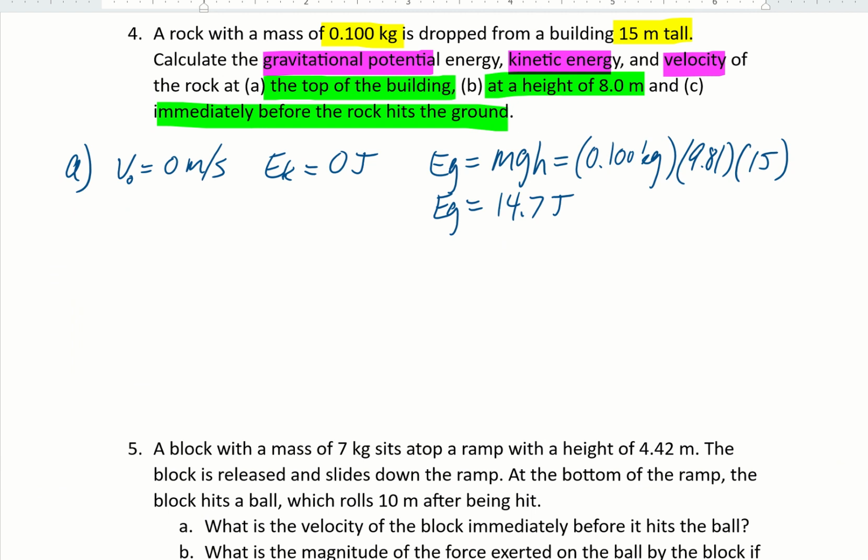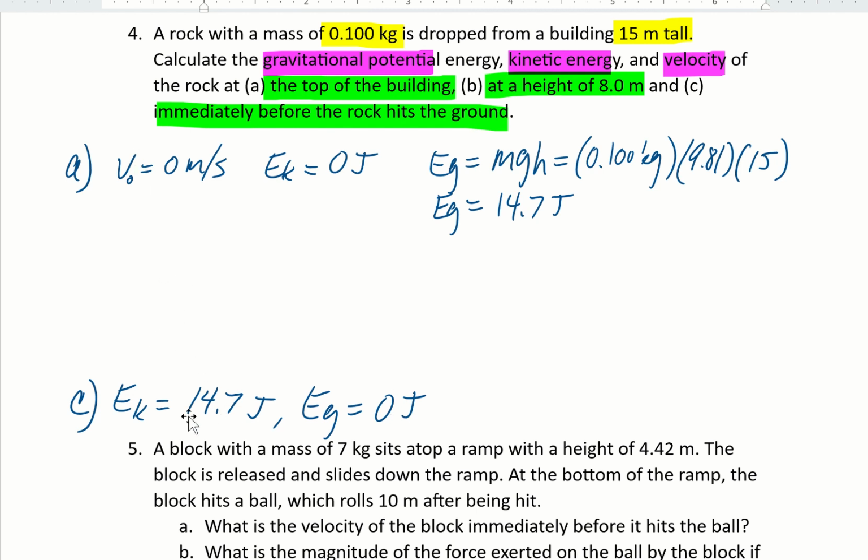So what I can do is I can actually skip ahead to C. I don't know my velocity, but I know that my kinetic energy has to be 14.7 joules at the bottom. Additionally, I know at the bottom my height is 0. So if I plug in a 0 for h, my gravitational potential energy has to be 0 at the bottom. Both of these have to add up to 14.7, which they do.